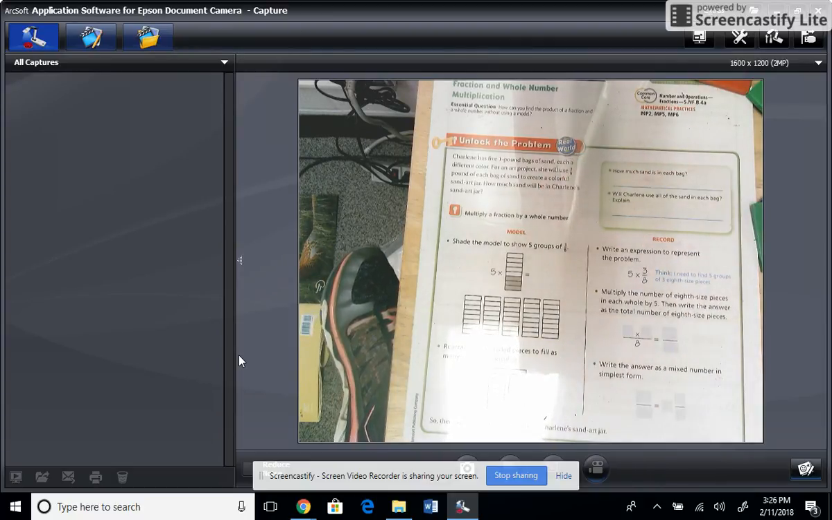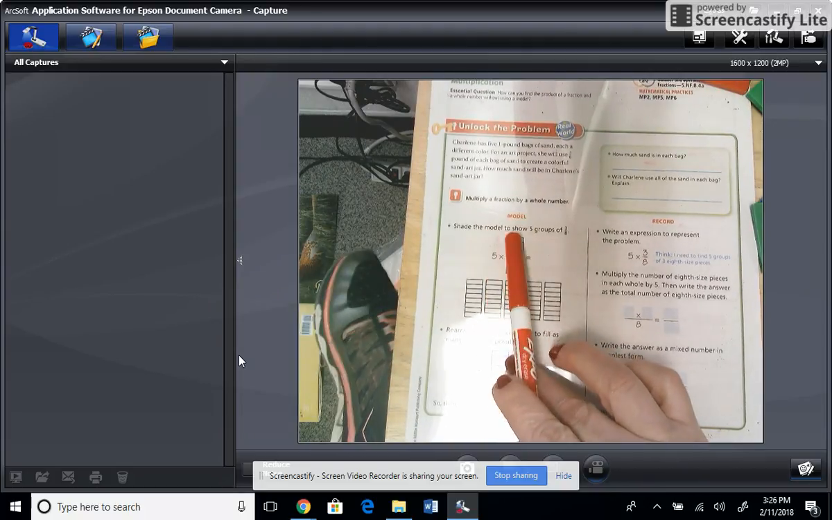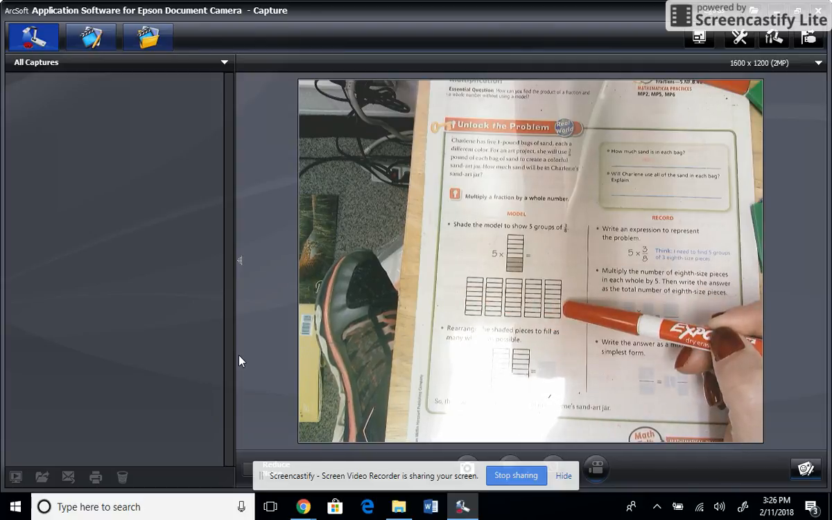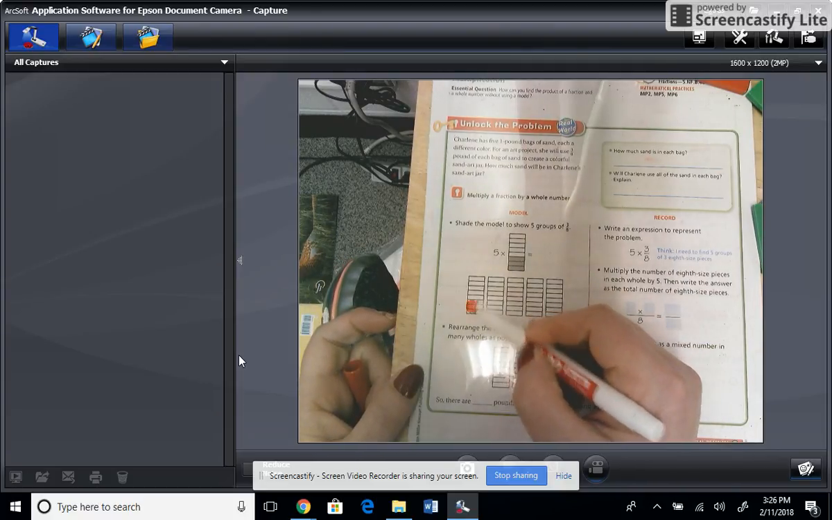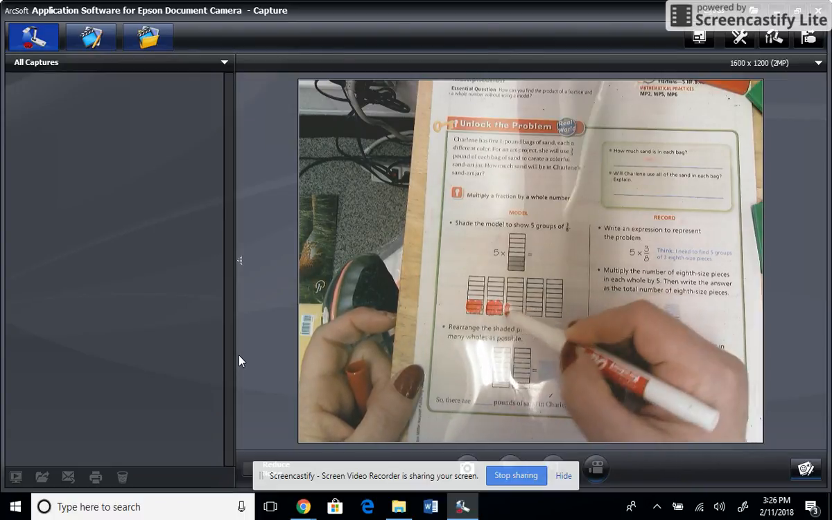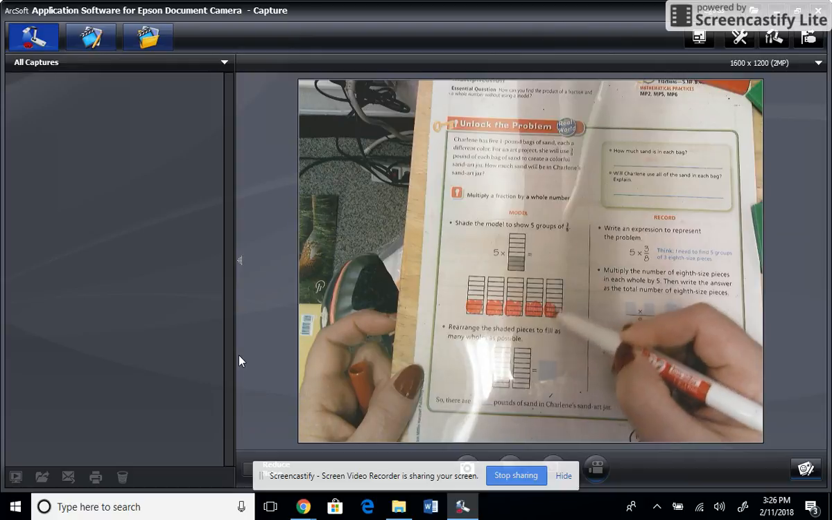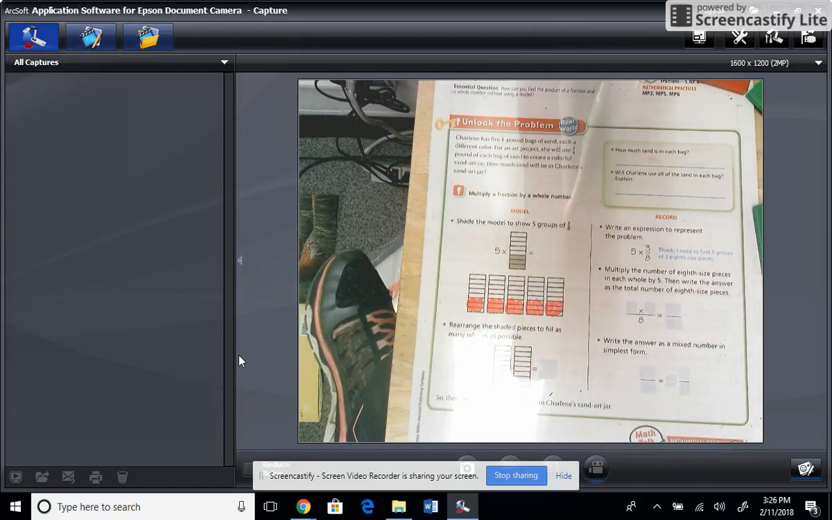Okay, so if we're going to model this, we would model to show 5 groups of 3/8. So we would have 5 of these, and we would shade 3/8 in each model. So we would rearrange them so it would be easier to see.